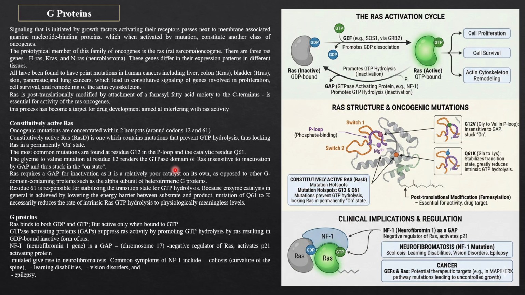NF1, or neurofibromin 1, is a gene on chromosome 17 that is a GAP, a negative regulator of RAS, and it is a P21 activating protein. So when NF1 is mutated, it gives rise to neurofibromatosis, and common symptoms of NF1 include scoliosis, which is basically the curvature of the spine, learning disabilities, vision disorders, and epilepsy.